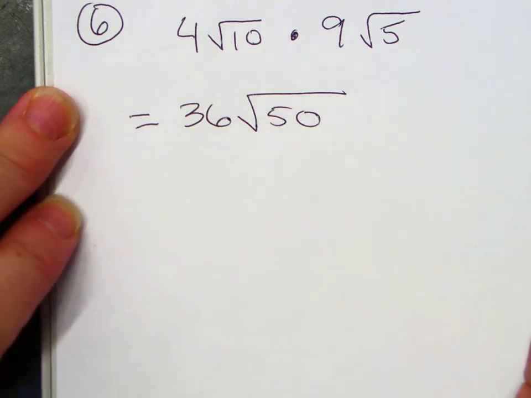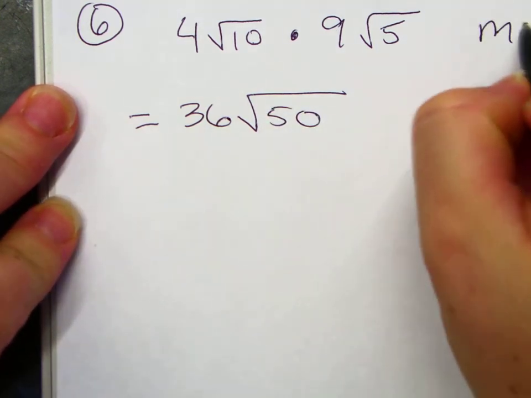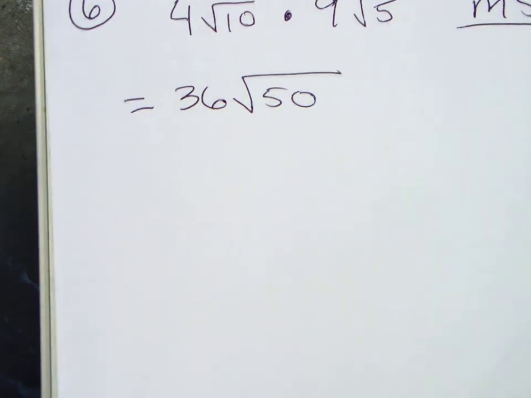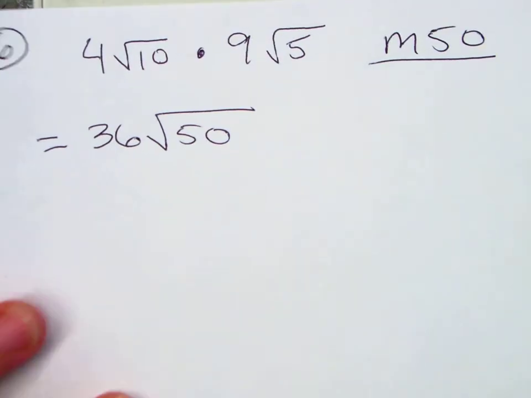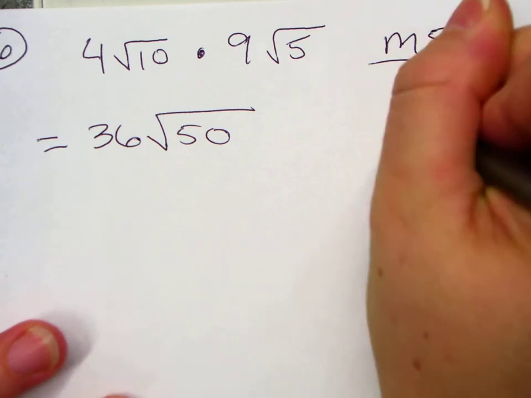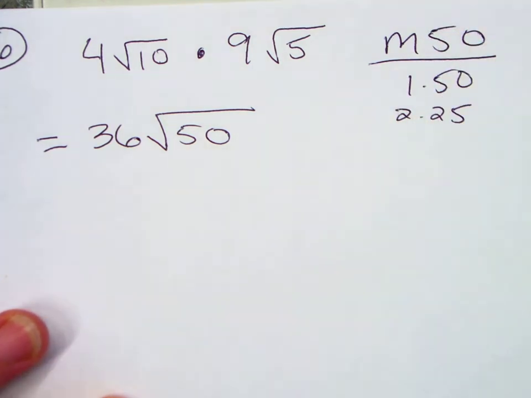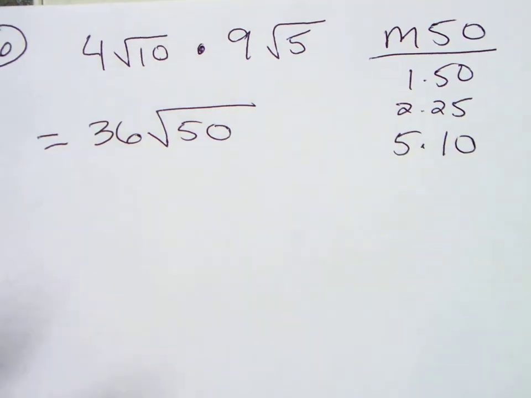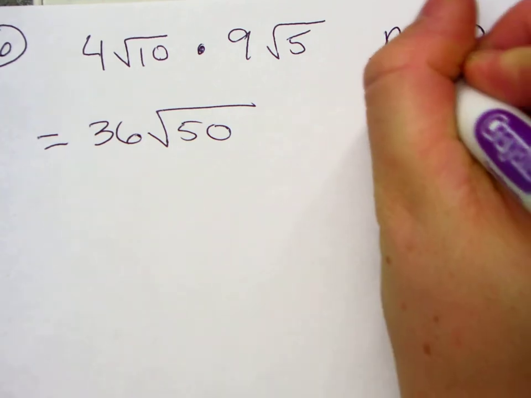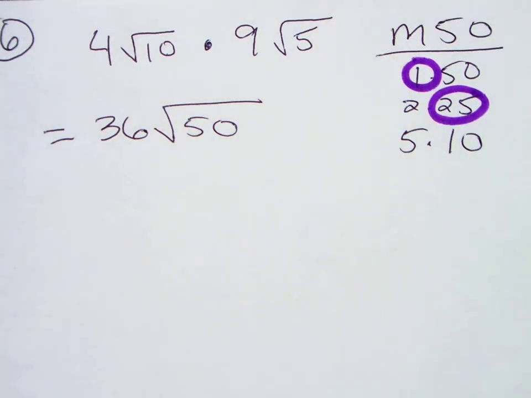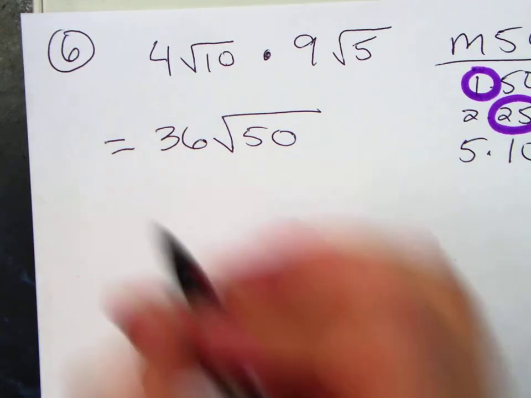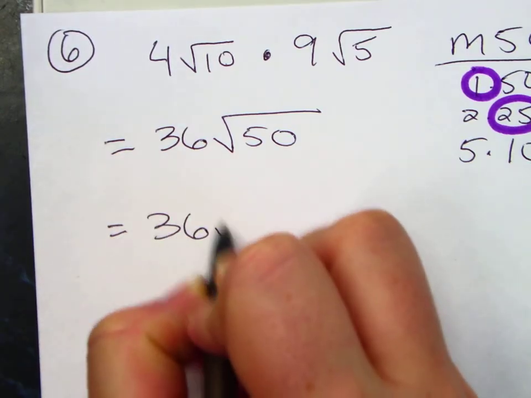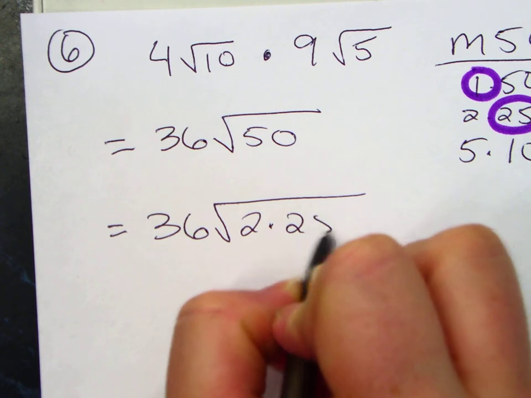Can you simplify 50? Well, let's see. What multiplies to 50? 1 times 50. 2 times 25. 3, no. 4, no. 5 times 10, and that's it. Do we have a perfect square that goes into 50? Yeah. 25 and 1. So we're going to use the 25. So we get 36 times 2 times 25. Break it up.